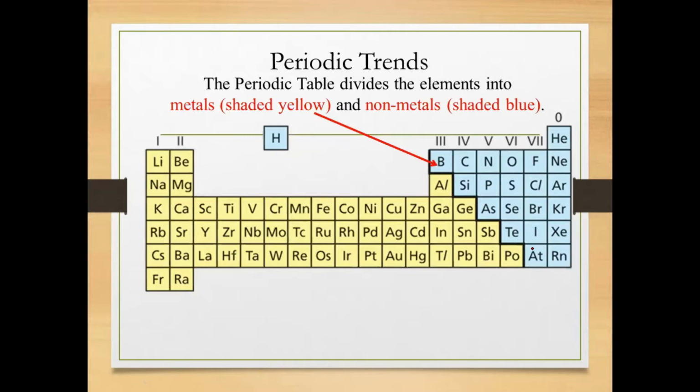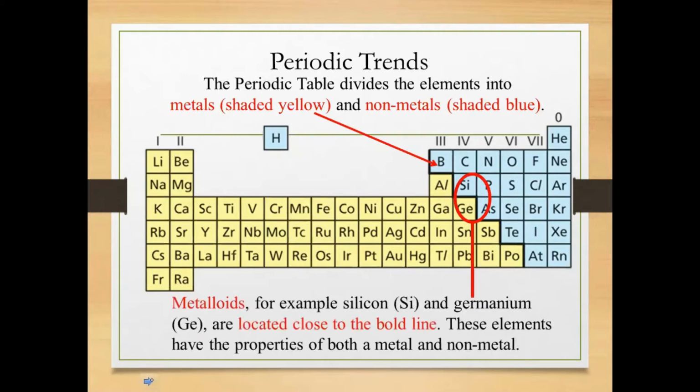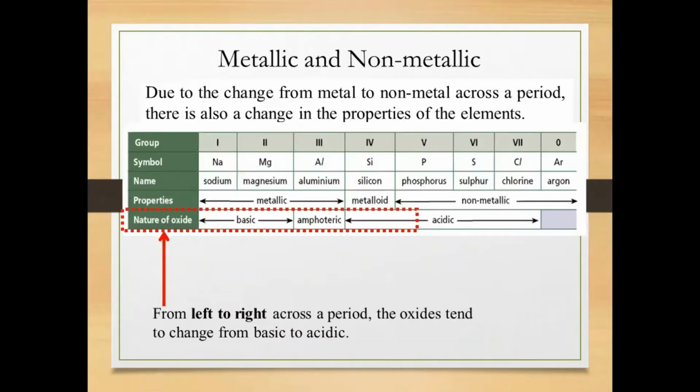And the staircase, you can see over here, is the dark black line. All the elements beside this dark black line are termed as metalloids. Metalloids are the elements that have the properties of metals and non-metals as well. You can see over here that silicon and germanium are the most commonly used metalloids.